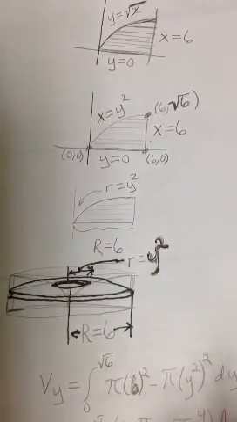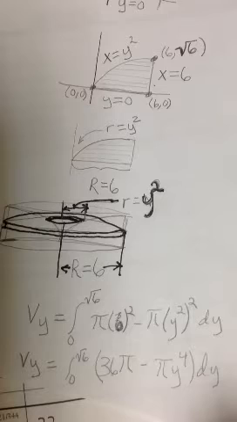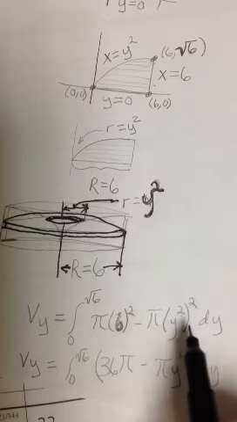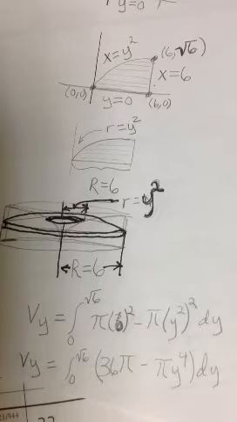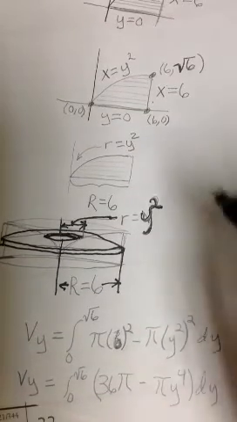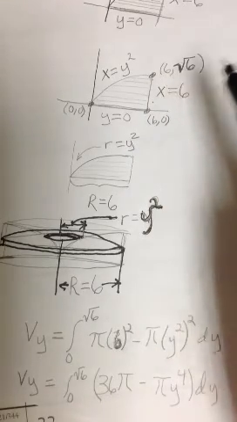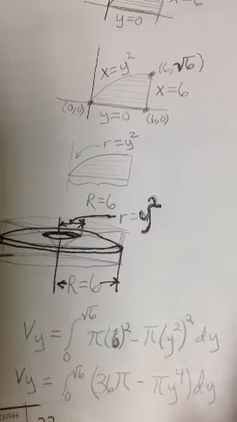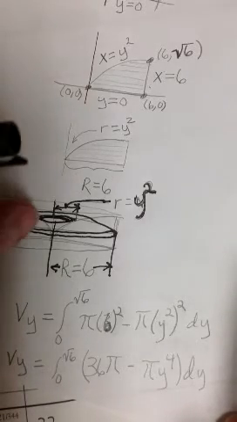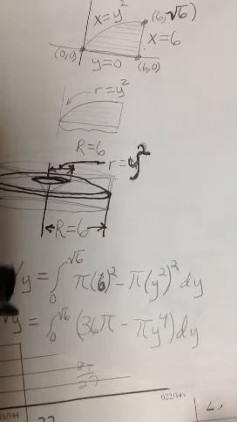And setting this up where we can integrate, we have that V of y is equal to pi times the outside radius squared minus pi times the square of the inside radius, integrating over y. And just to reiterate, integrating over y, we are going from at the base y is equal to 0 to the utmost level of y, which is going to be at the square root of 6.